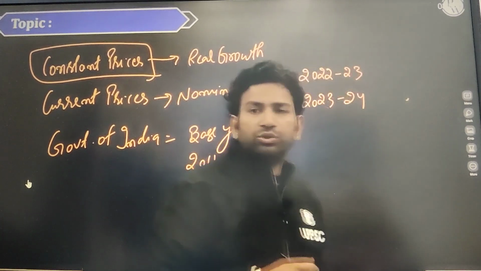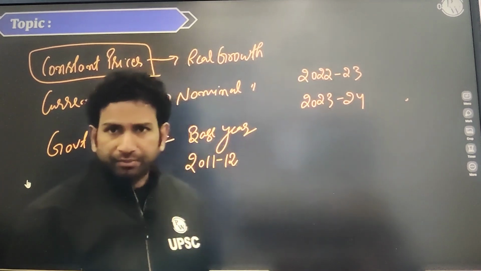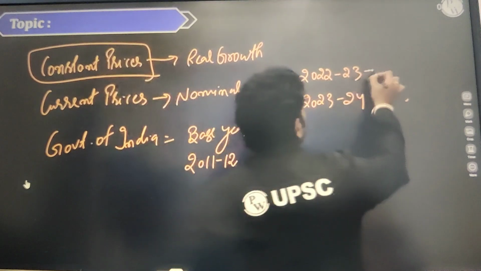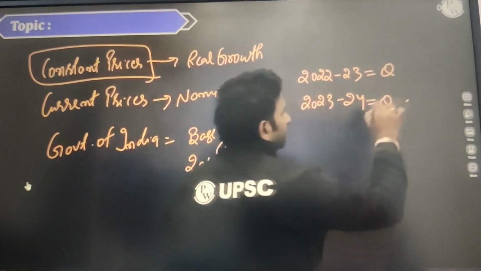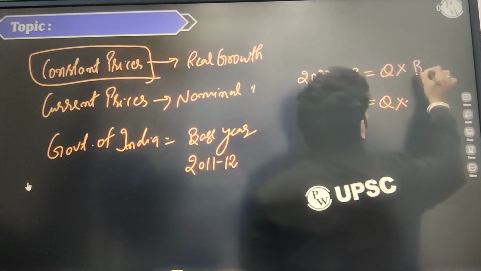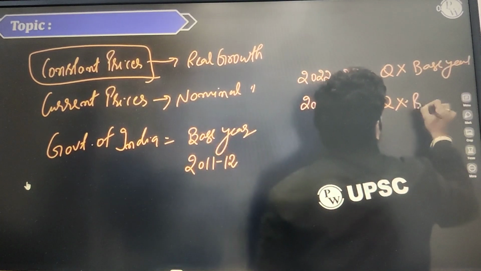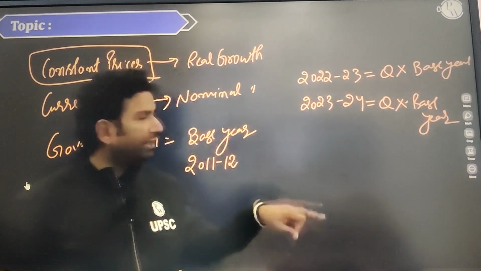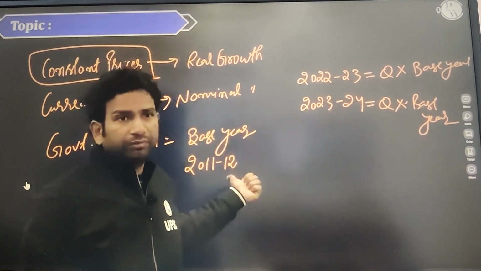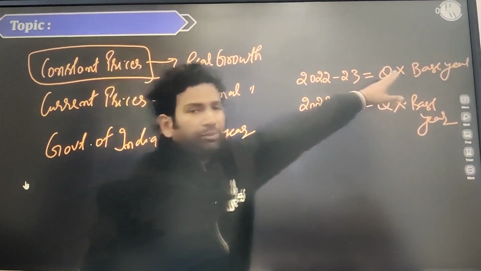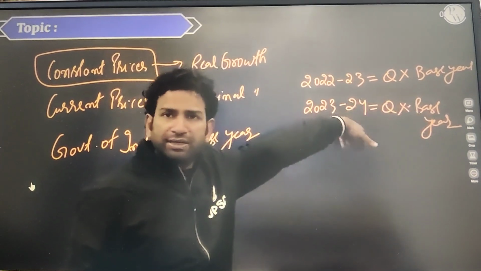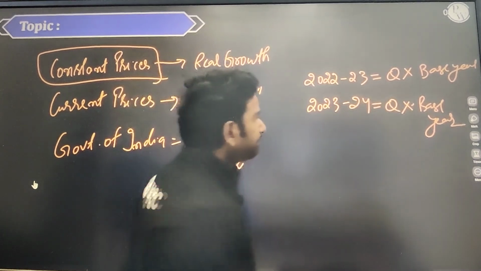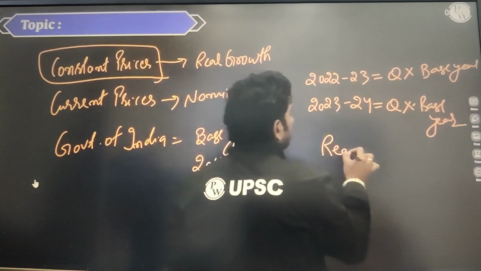So if the government wants to know how much growth is happening in 2023-24, they will take the quantity of the current year and multiply it with the base year prices, the price of 11-12. So the point is what? Price is the same for both the years, and only the quantities of the current year differ. So whatever growth you are able to get here, that growth will be real growth.